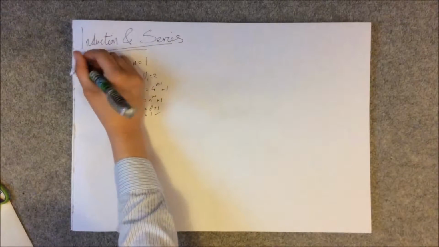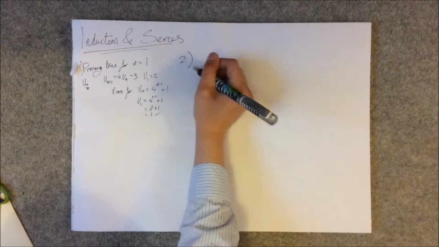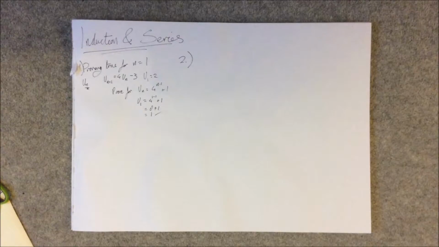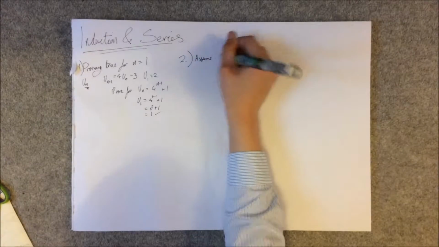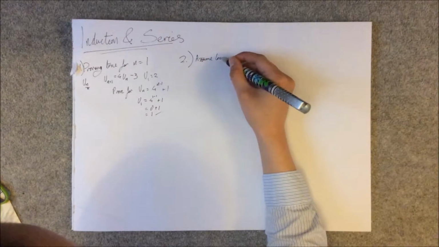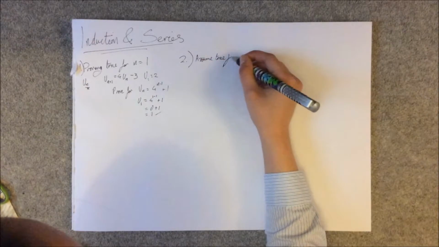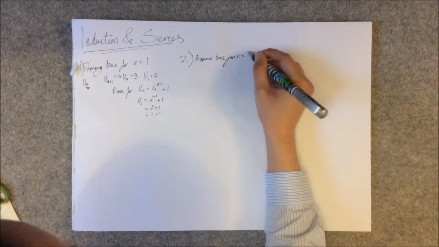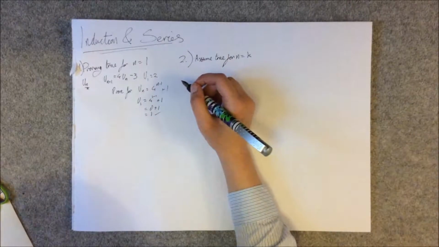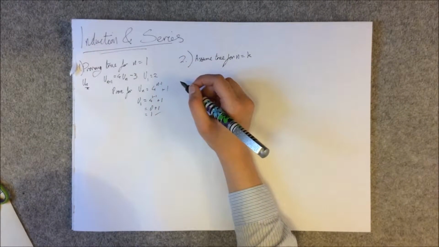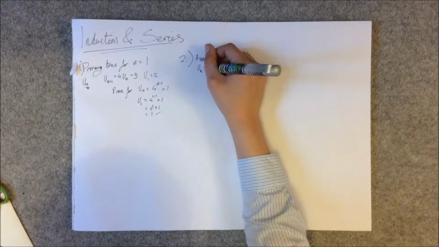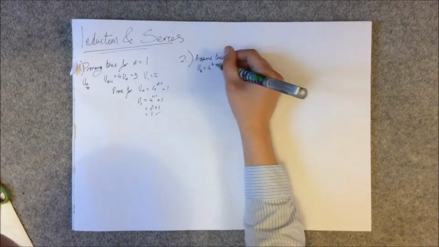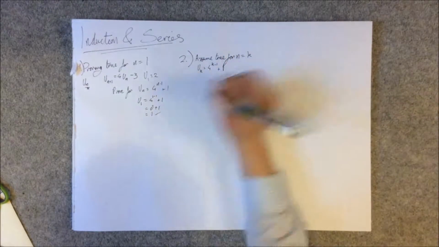Step 2 of induction is assuming that it's true for n equals k. So assume true for n equals k, in which case the equation would become uk equals 4 to k minus 1 plus 1.